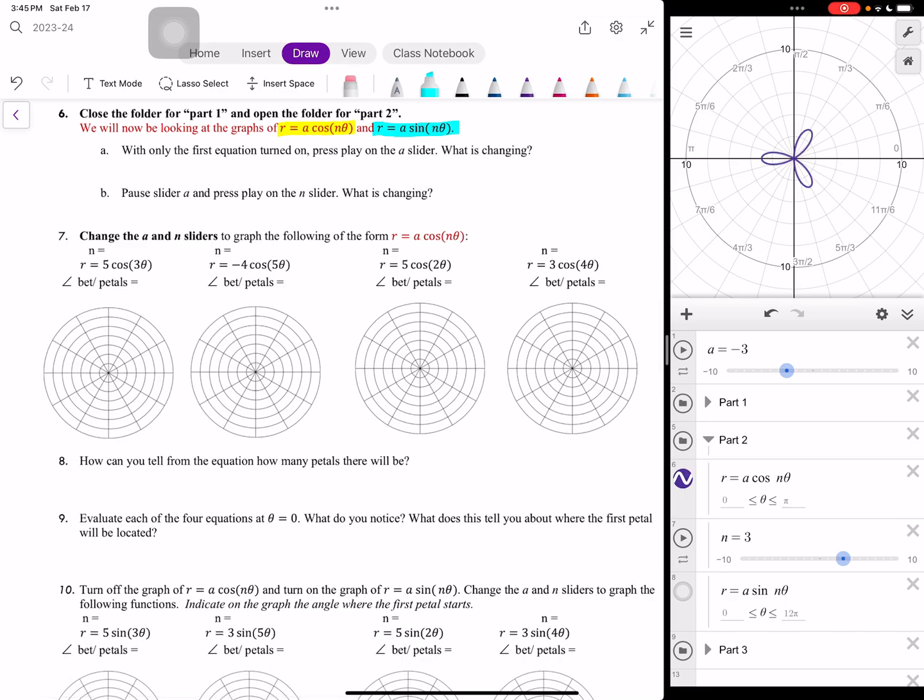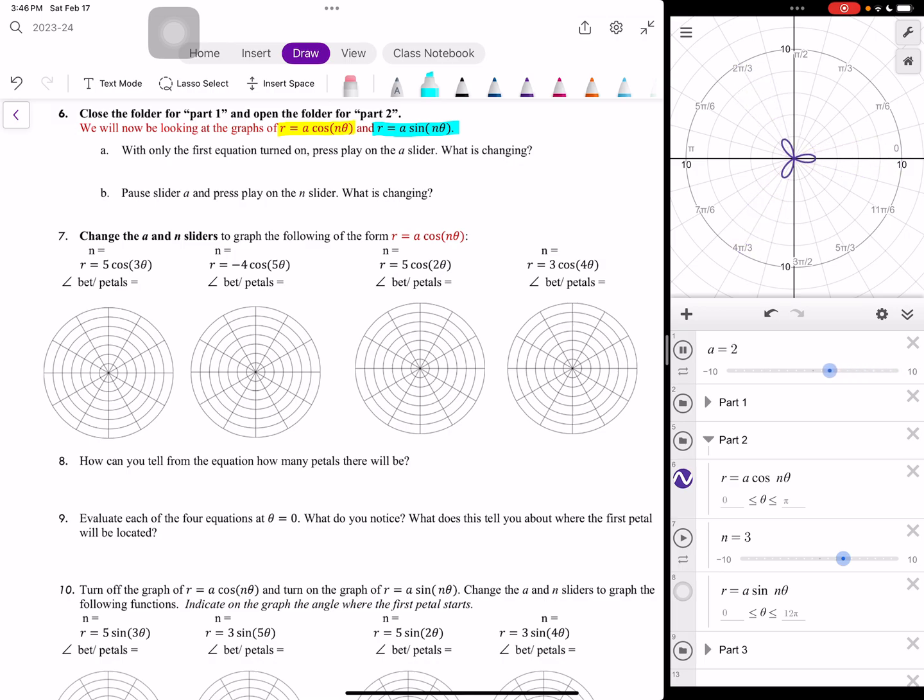So you turn on your function, and holy cow, it's not a circle. Okay, so what in the world does this look like? With only the first equation turned on, press play on the A slider. What is changing? Okay, so we're going to hit play, and there we go. So this right here is called a rose. And roses, as you know, have petals. And so we are looking at what's called in mathematics a 3-petal rose.